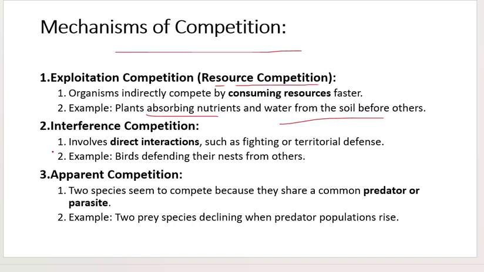Interference competition involves direct interaction such as fighting or territorial defense. Example, birds defending their nest from others. So this is interference competition. Apparent competition: two species seem to compete because they share a common predator, prey or parasite. Example, two prey species declining when the predator population rises. So this is apparent competition.